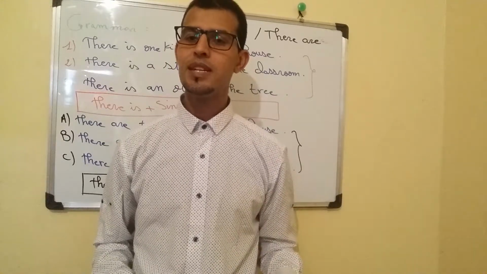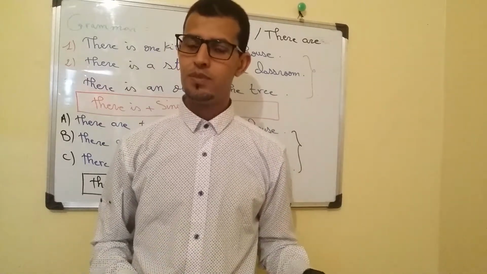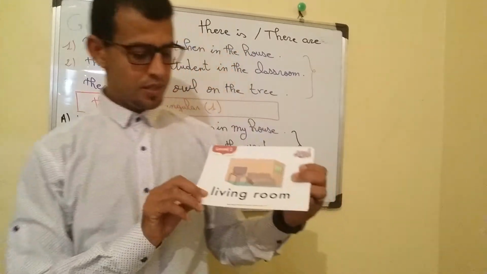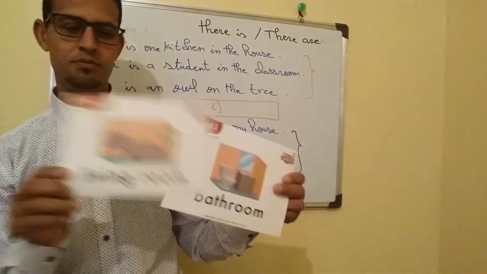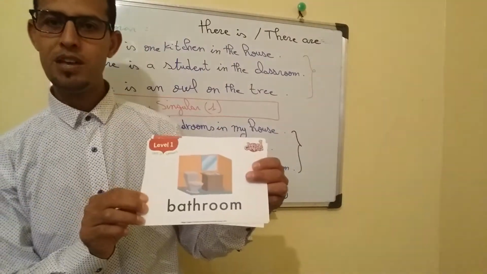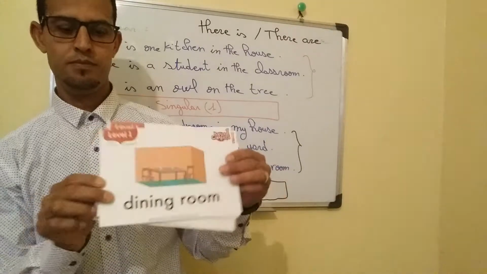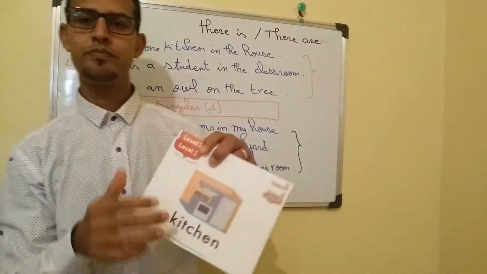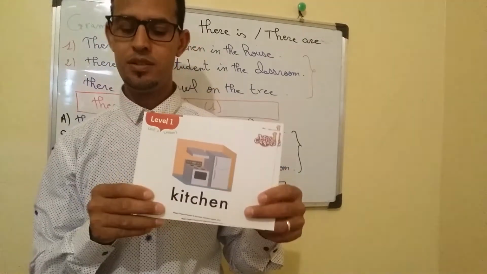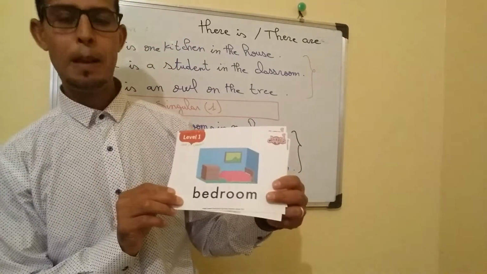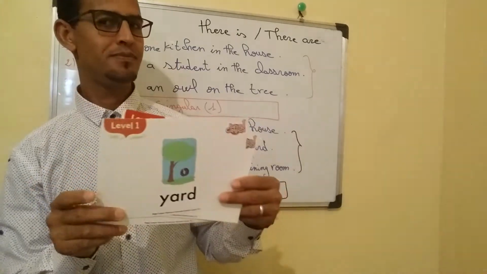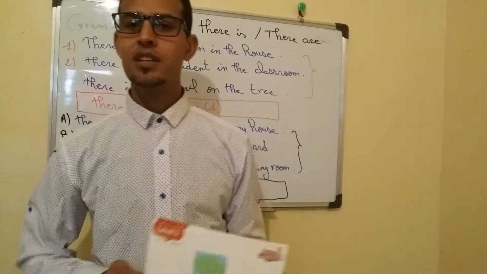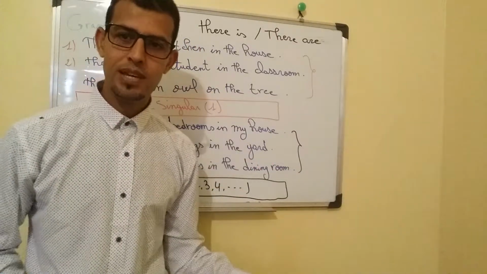So last session we have seen six rooms that we have in the house. So what are they? These are living room, bathroom, dining room, kitchen, bedroom, and last one, yard. Very good, yard. Great. Okay, so these are six rooms that we have in the house.